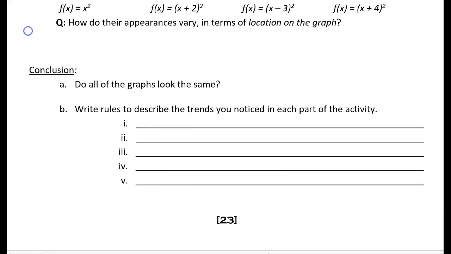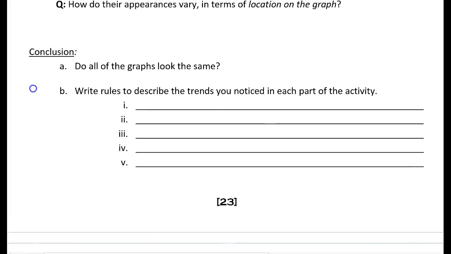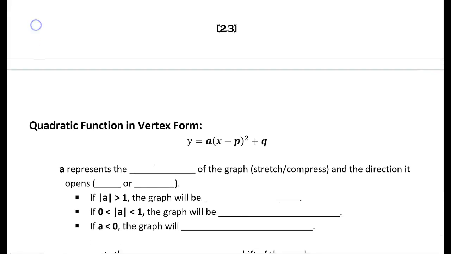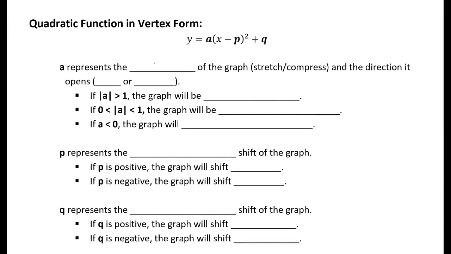Once you have done those parts, you are going to complete a conclusion. Do all the graphs look the same? Yes or no. You might argue both, feel torn about that question. That's okay. And then part B, write the rules to describe the trends you notice in each part of the activity. So part 1, part 2, part 3, part 4, and part 5. Can you write some rules to tell us about what we can always expect given specific changes? But I'll let you do that on your own. You can pause the video, and I'll wait for you.